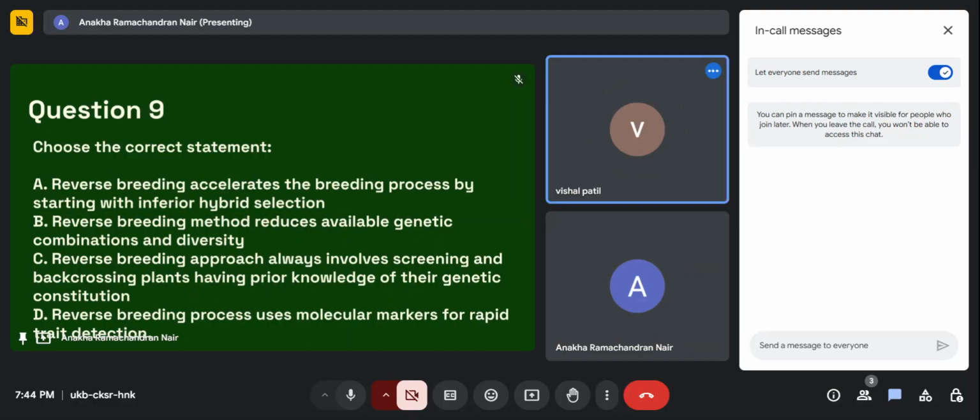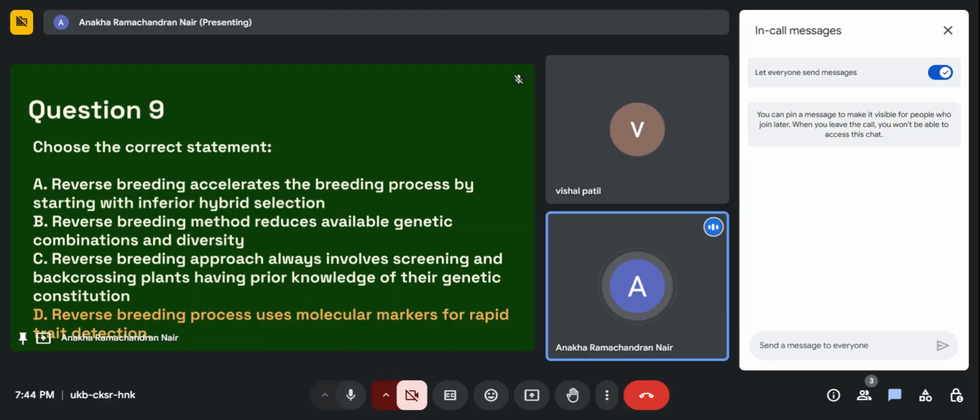Madam, B. It's not B. So the correct answer in this case is reverse breeding process uses molecular markers for rapid trait detection.